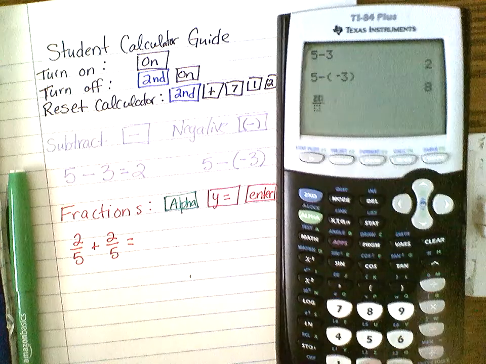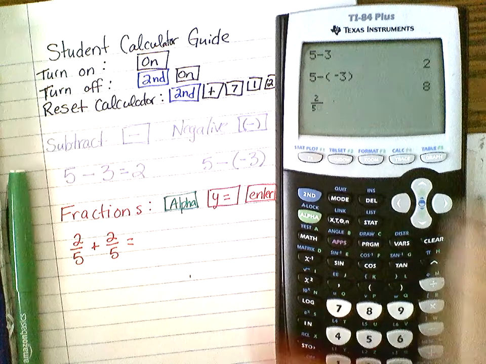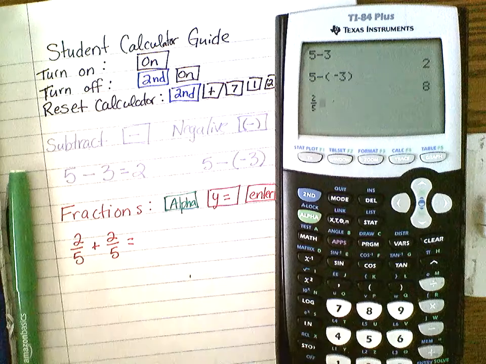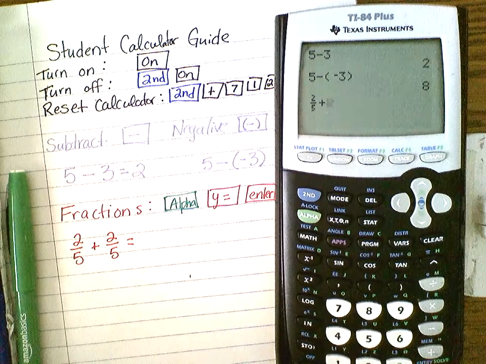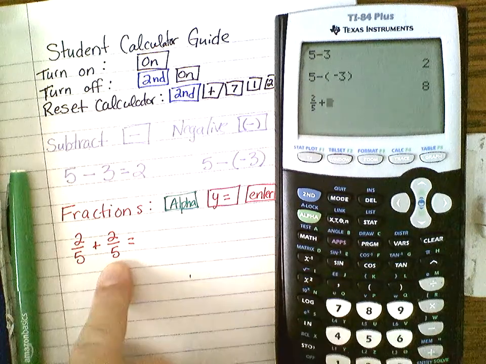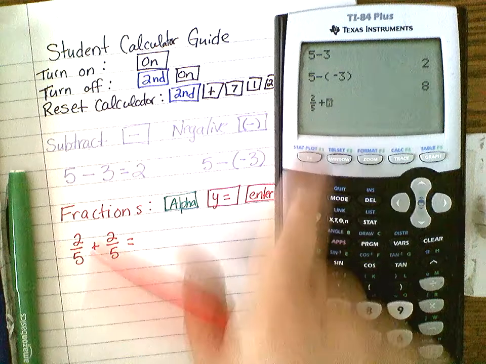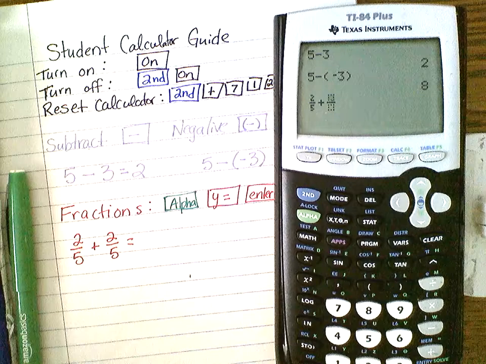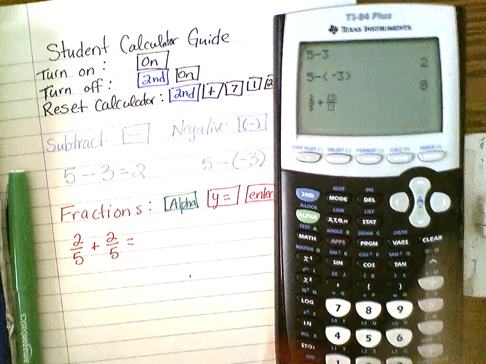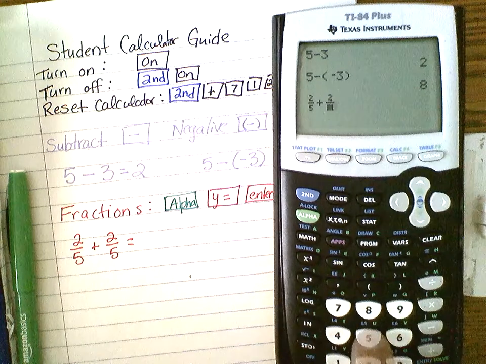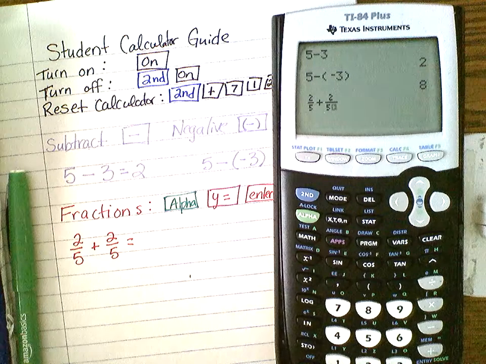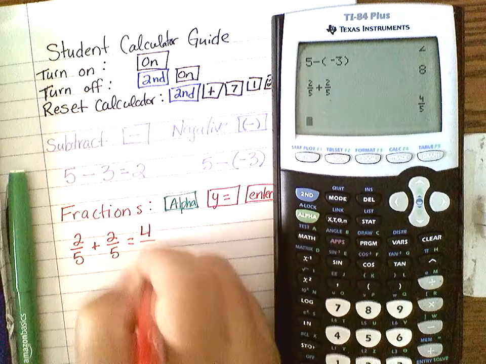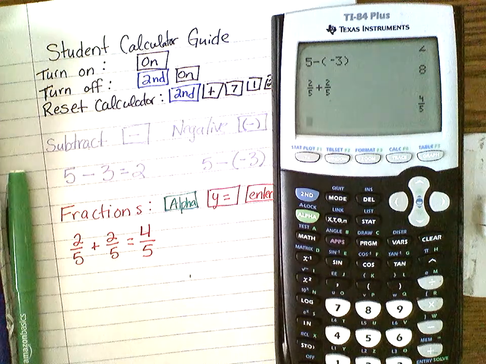So we're going to enter 2/5, arrow over. We are adding these, so we put plus. And then we need to put our other fraction, so we're going to do alpha y equals again. And we're going to add the 2/5. Okay, enter. And I get 4/5 as my answer.